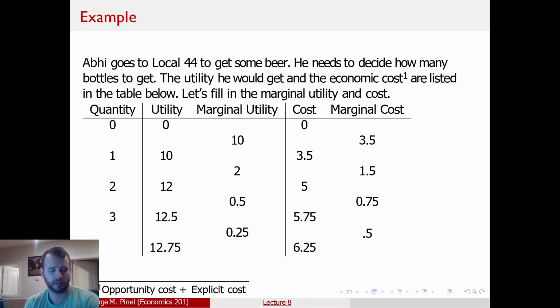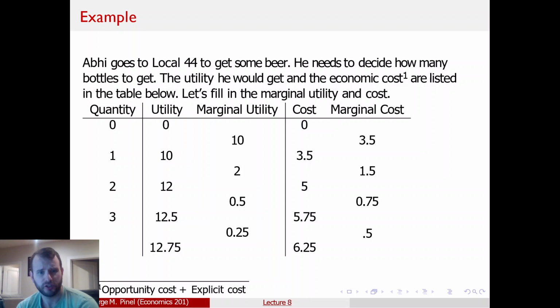What about the second unit? Well, going from the first unit to the second unit, he's still happier. He's getting 2 units of utility, or $2, or whatever you want to quote it as. And he's only paying 1.5 units. So yes, it makes sense for him to consume a second beer because he becomes happier than he has to pay. His utility outranks his cost.